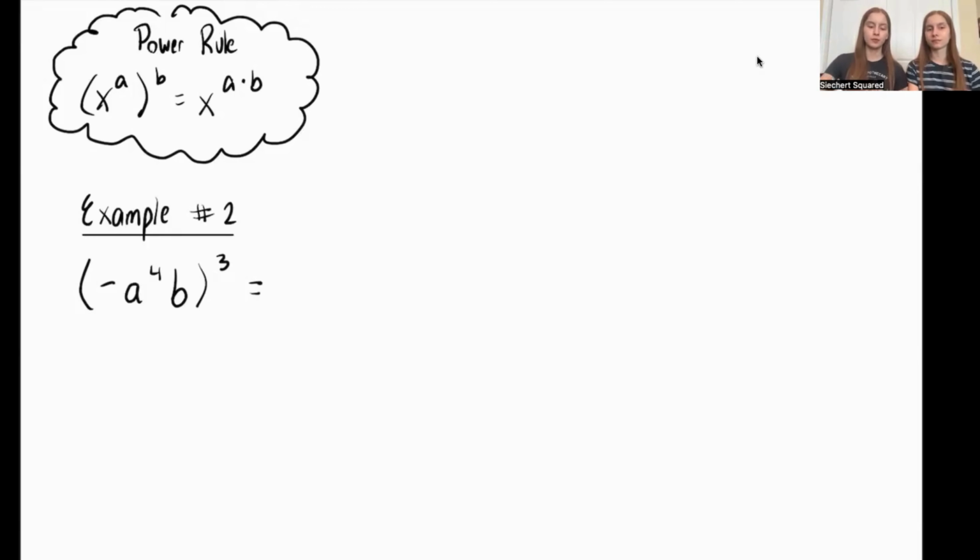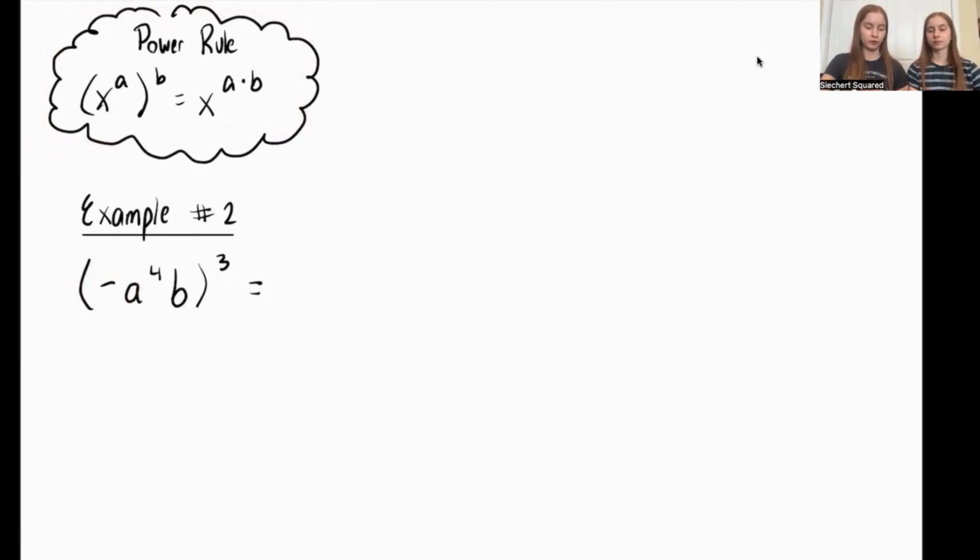Now, for our last example, we went ahead and put that power rule up in the corner so we can use it to reference. And this example is a little bit different from the last one. We still have 2 variables, but we do have a negative in there, which can tend to throw a lot of people. We purposely picked this example with the negative because it tends to be something that throws people off.